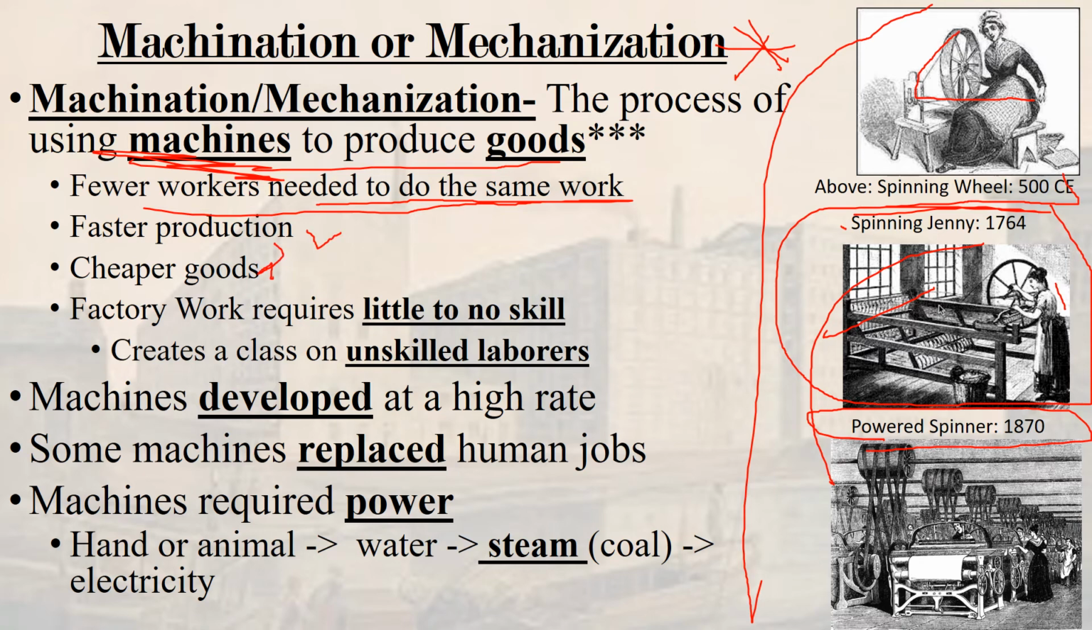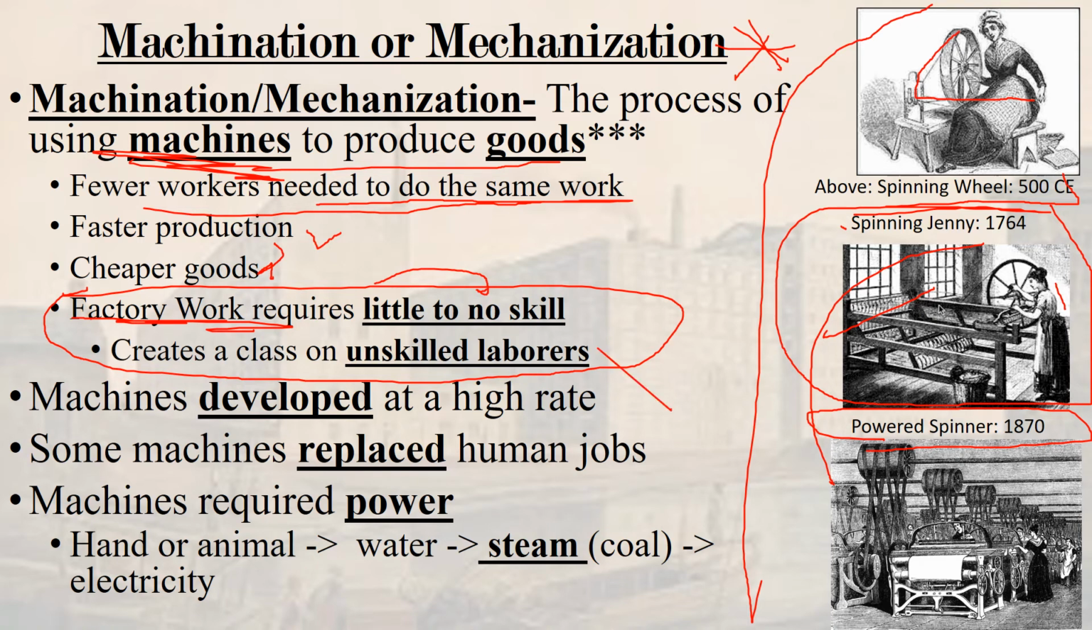Also, we want to keep in mind that the nature of work is changing. To work this type of equipment, these looms and stuff like that, it required skill. Factory work increasingly requires little to no skill. You can teach someone how to use one of these machines in an hour or two, maybe a day. It doesn't take years of watching your parents weave thread together to learn how to do it. It's all done by machine. So it creates a new social class. Star this: the unskilled laborer.